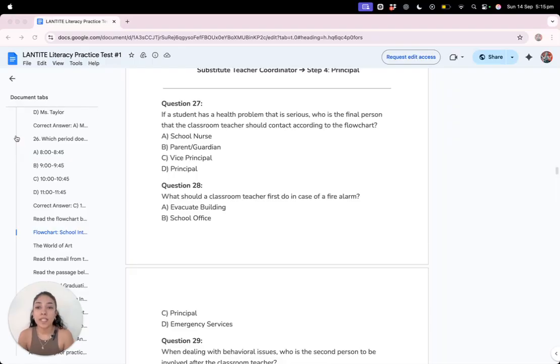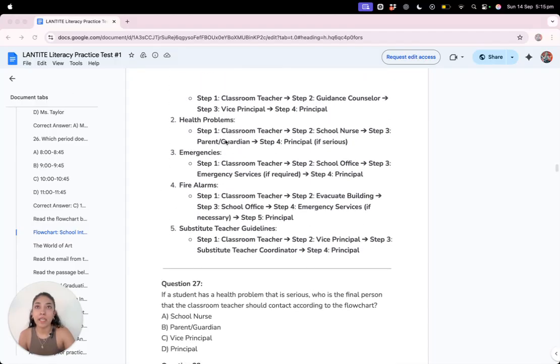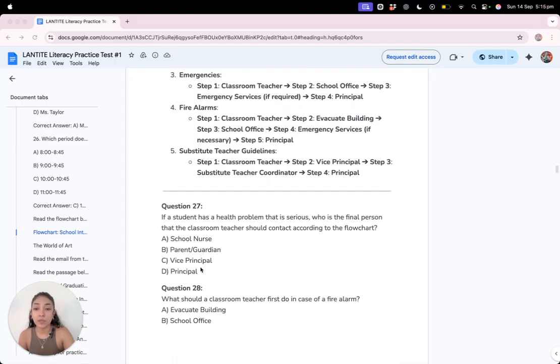So question 27, if a student has a health problem that is serious, who is the final person that the classroom teacher should contact according to the flowchart? So we can see from the table above, it is D, the principal. The principal would be the last person according to the flowchart. If a health problem is serious, the final contact person is the principal.